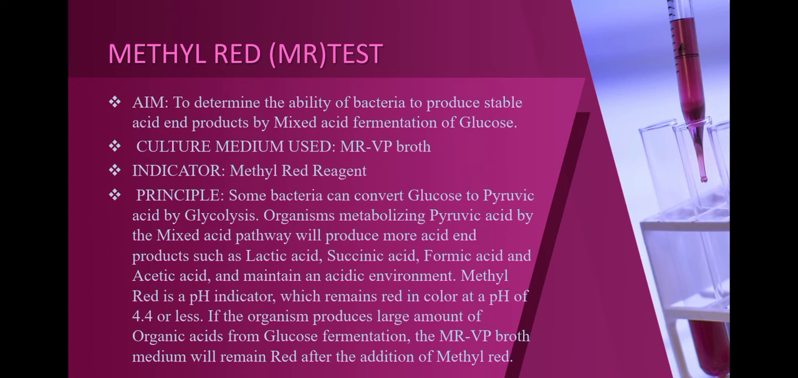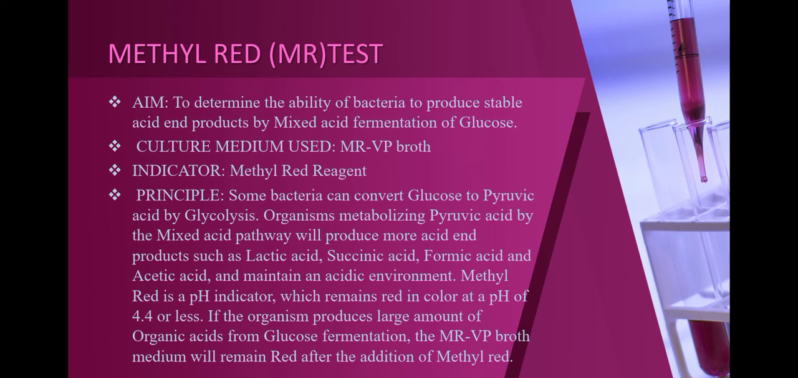Principle: some bacteria can convert glucose to pyruvic acid by the glycolysis process. Organisms metabolizing pyruvic acid by the mixed acid pathway will produce more acid end products such as lactic acid, succinic acid, formic acid and acetic acid and maintain an acidic environment. Methyl red is a pH indicator which remains red in color at a pH of 4.4 or less. If an organism produces a large amount of organic acid from glucose fermentation, the MRVP broth medium will remain red after the addition of methyl red.